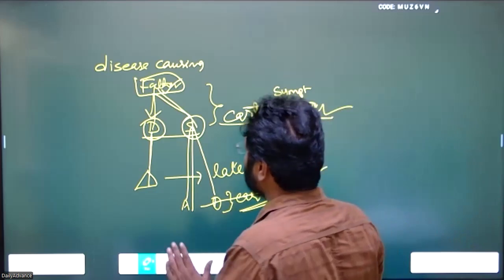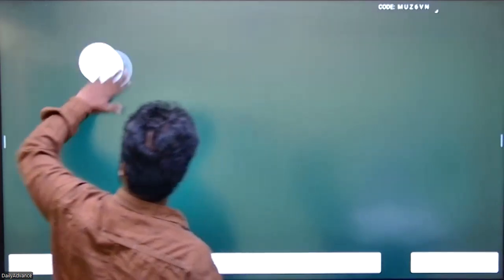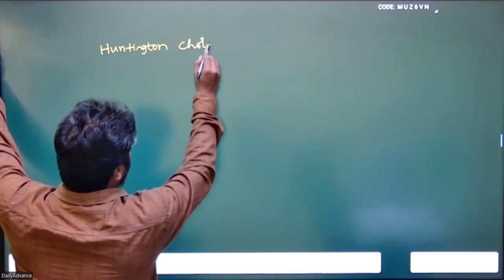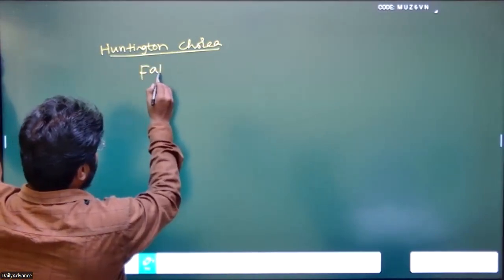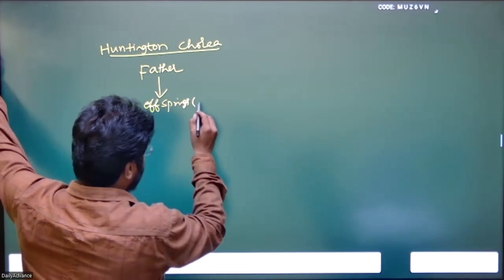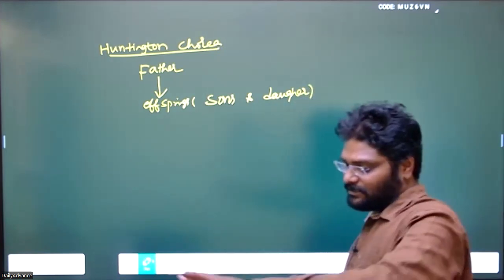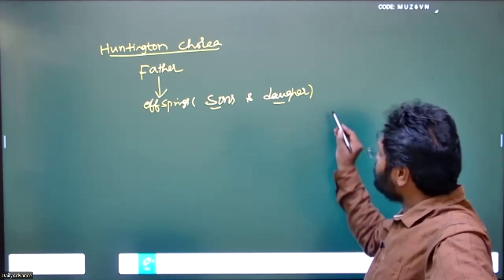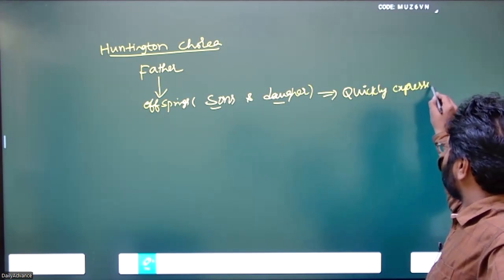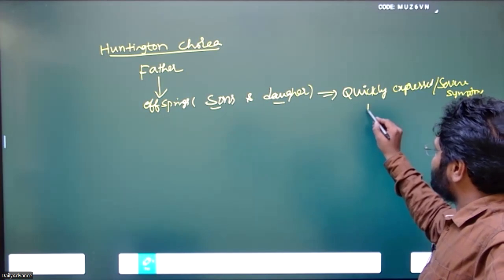Huntington chorea. If Huntington chorea is passed from father to offspring, such as sons and daughters, this disease is inherited by both sons and daughters, and both are quickly expressed with severe symptoms and quick death.